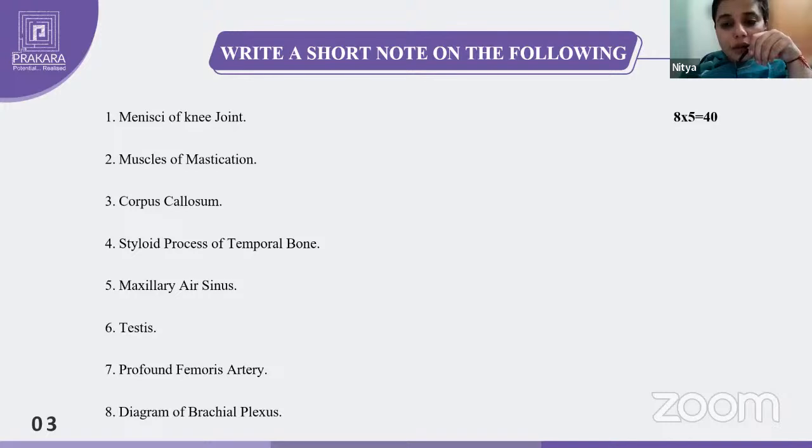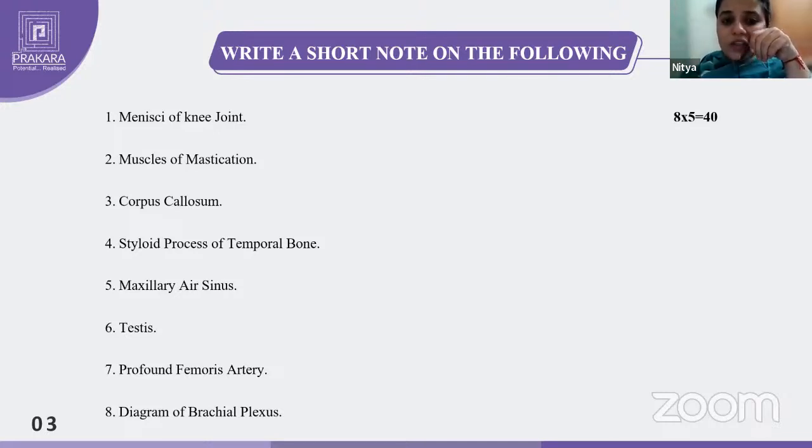It has certain parts, isn't it? What are the parts of the corpus callosum? It has a rostrum, genu, body, and splenium. So you should mention the parts and the connection. It is a commissural fiber connecting the two cerebral hemispheres. In case the corpus callosum is absent, it leads to split brain syndrome. So this you have to mention.